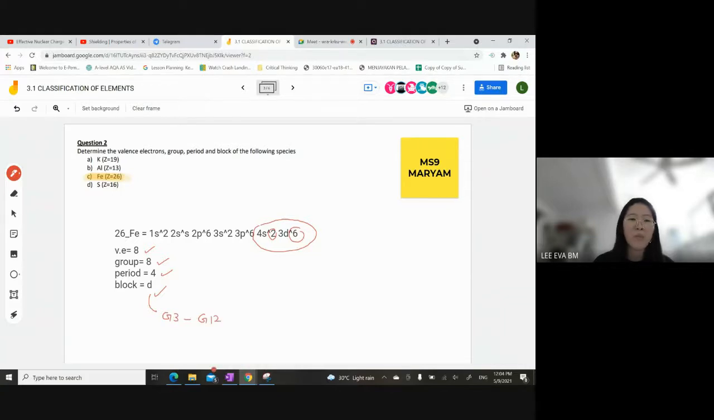So when you have 8 valence electron, you need to stop and think. 8 sama ada dia adalah group 8 or group 18. Sebab group 8, group 18 dua-dua 8 valence electron. But you need to focus on the block. Where is the last electron entering? If it's block D, that means you only can choose within this range only. So block D, group 3 until group 12. So since you have 8 valence electron, therefore it comes from your group 8, which is in the range. Okay? So in this case, 8 valence electron, group 8, period 4, and block D.